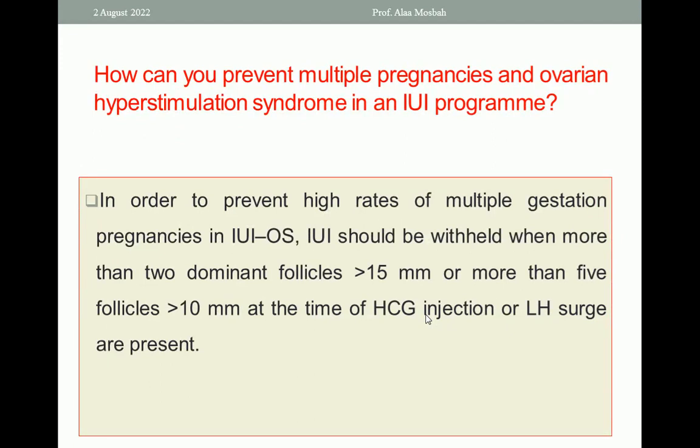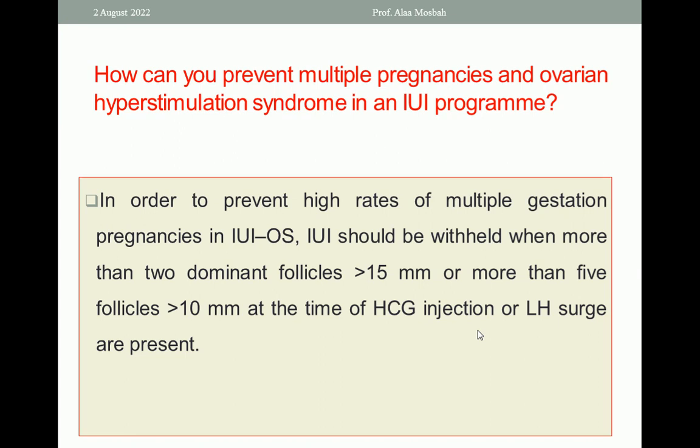How can you prevent multiple pregnancies and ovarian hyperstimulation syndrome in an IUI program? This is an important question. In order to prevent high rate of multiple gestation pregnancy in IUI with ovarian stimulation, IUI should be withheld. Stop it when more than 2 dominant follicles more than 15 millimeter, or more than 5 follicles more than 10 millimeter at the time of HCG injection or LH surge are present.